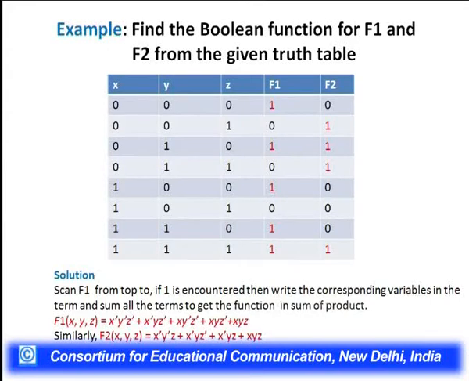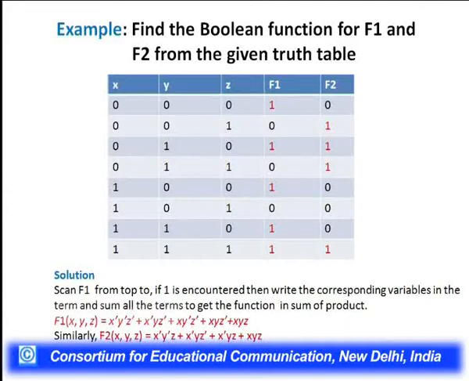Another one at x0, y1 and z0 is 1. So you have to consider this row. And next one at x1, y0, z0 is 1. So you have to consider this row. And next one at x equal to 1, y equal to 1, z equal to 0, and at the last x is 1, y is 1, z is 1. So, where 1 is available in the function, that can be considered.